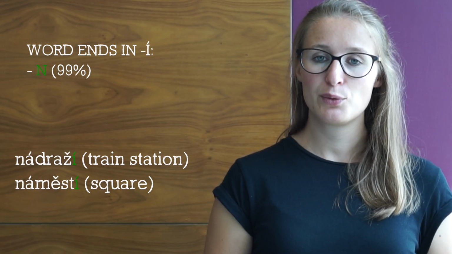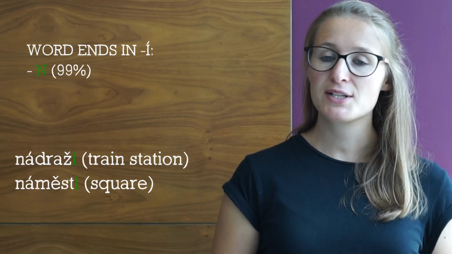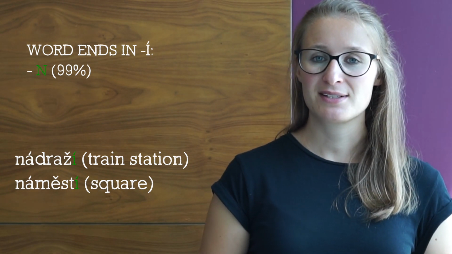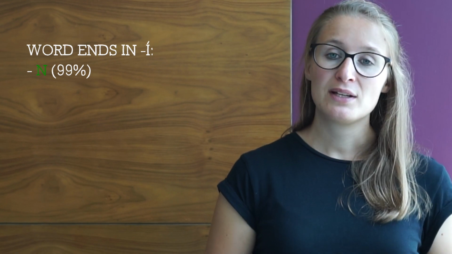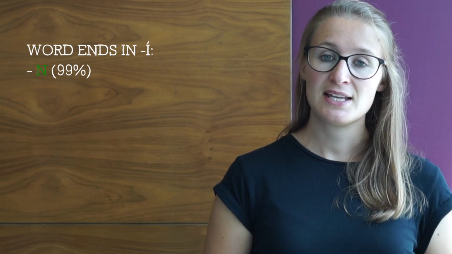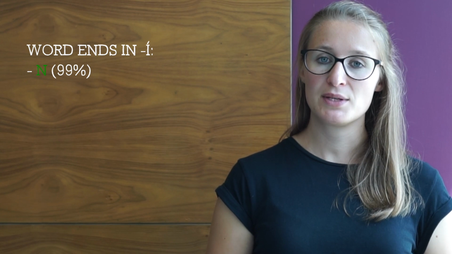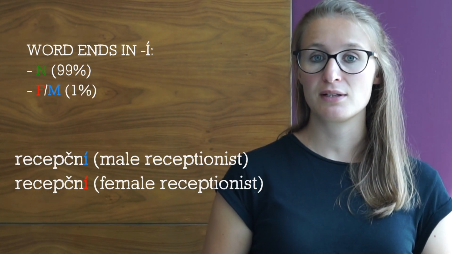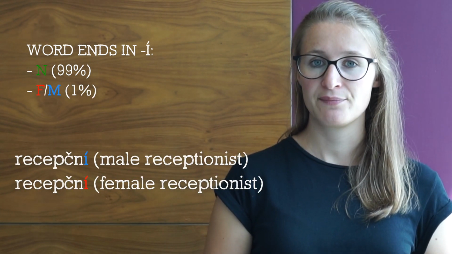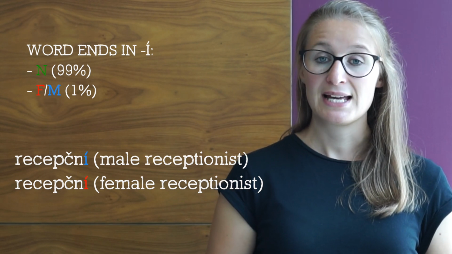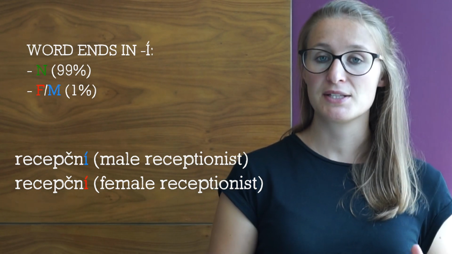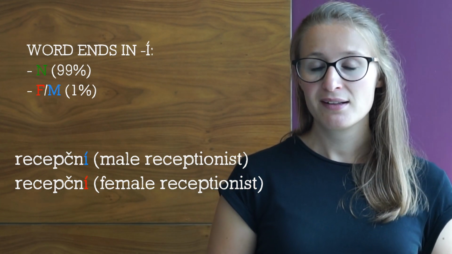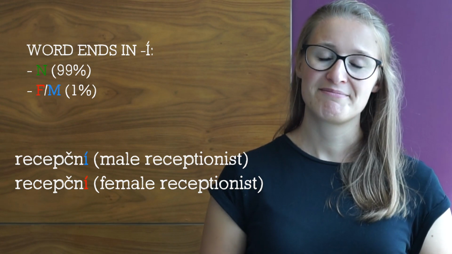And finally, if the word ends in é, you can be very confident it's neuter. For example, nádraží or náměstí. Only if the word describes a person and his or her occupation, then it's gonna be either feminine or masculine, depending on the gender of the person. So, for example, the word recepční can be either a male receptionist and a masculine noun, or a female receptionist and a feminine noun. So, that's it for this video.